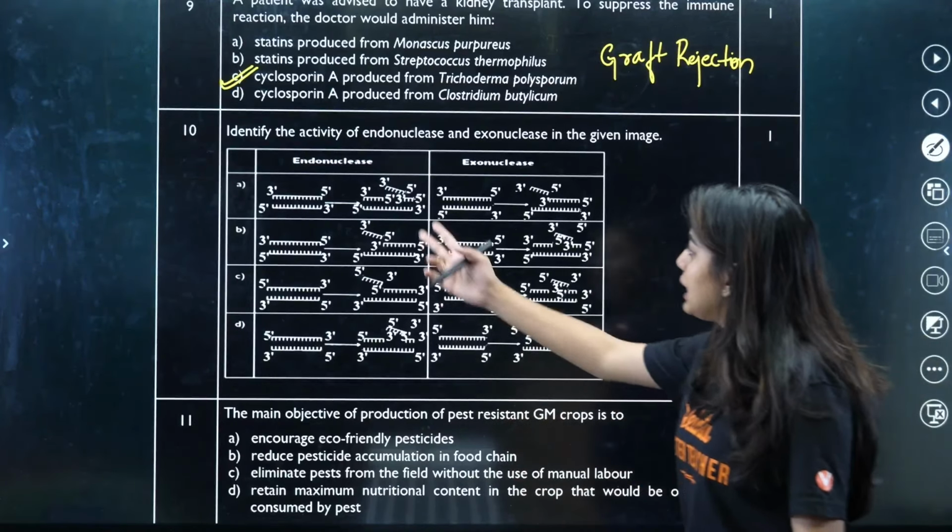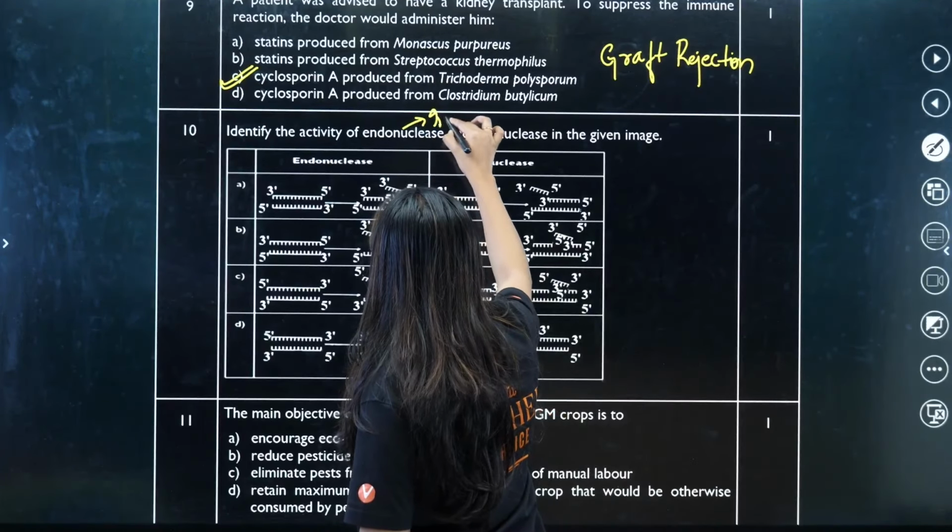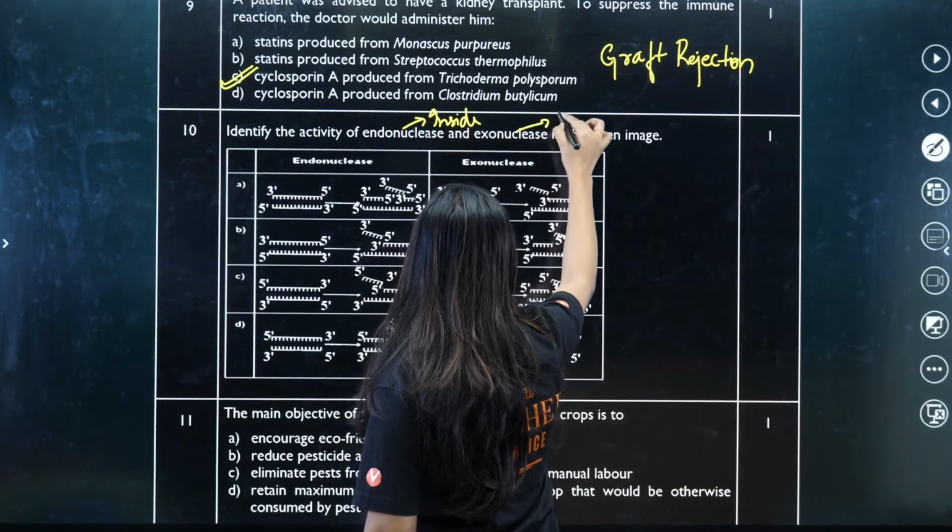Okay. Now, identify the activity of an endonuclease and exonuclease. Students, endo means inside. Okay. Exo means outside.